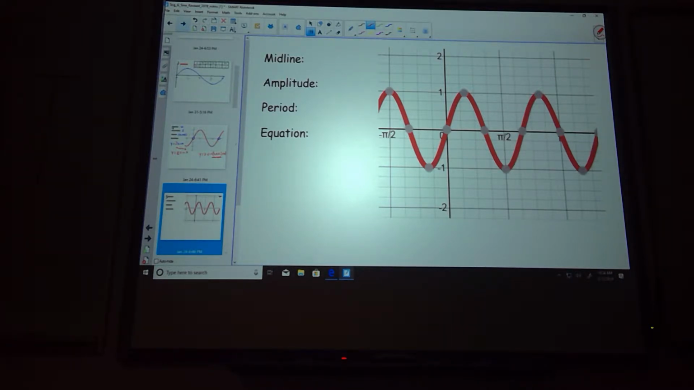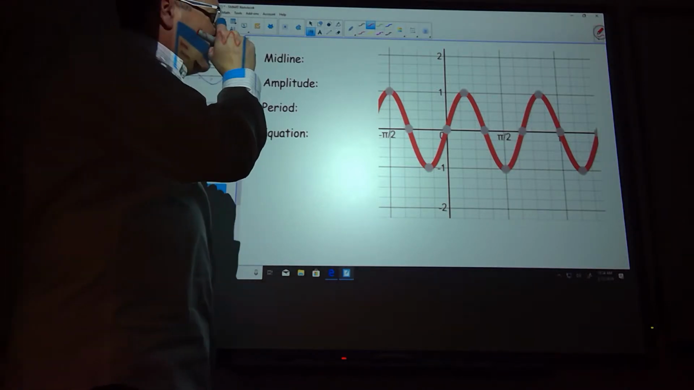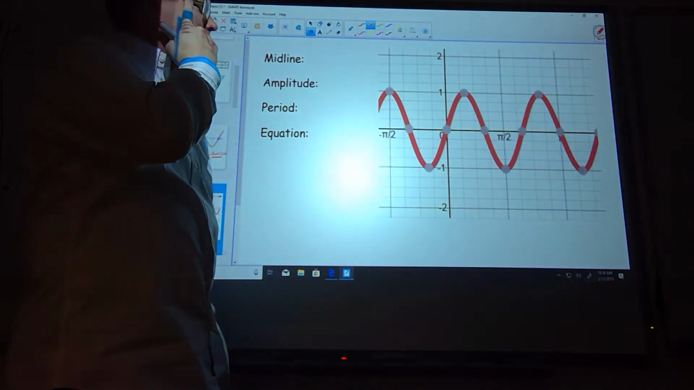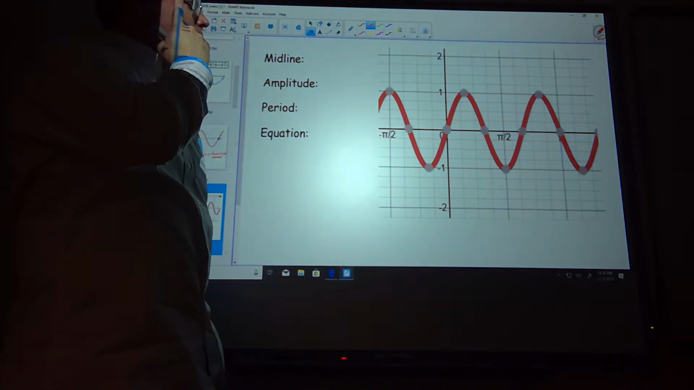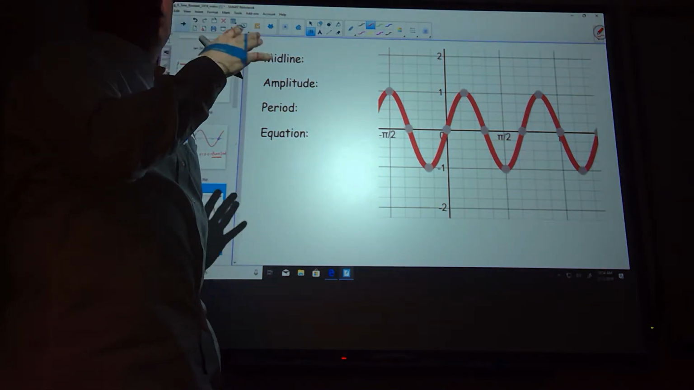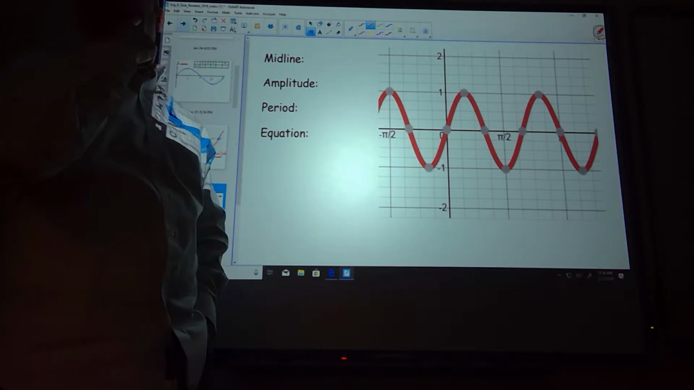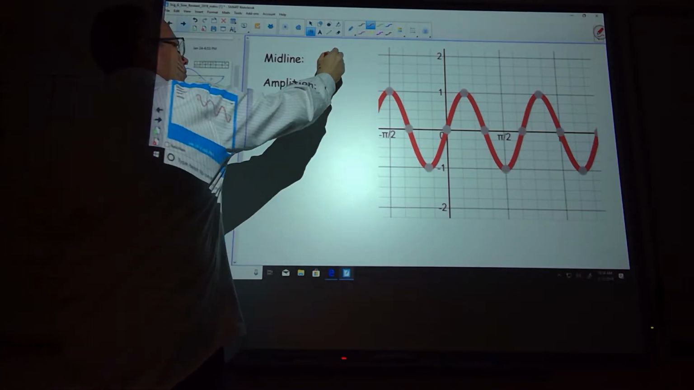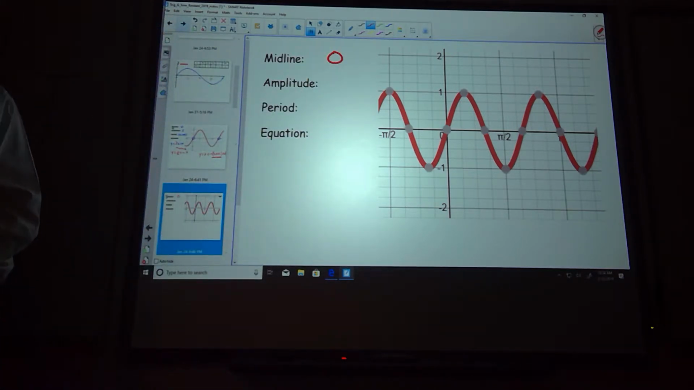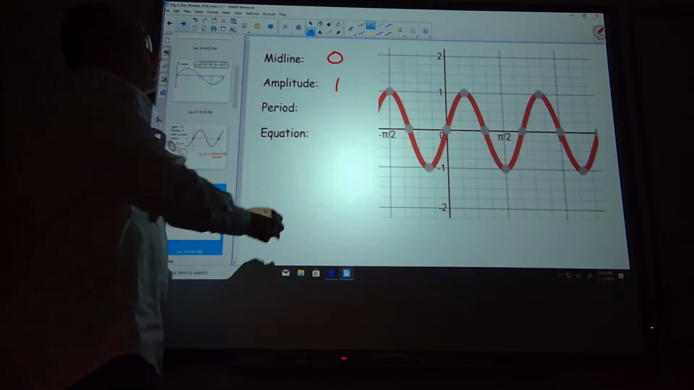I'm not a huge fan of this one, but I think we can do it. I think we can slate through it. So first, let's go through the things we know. What is my midline on this? 0. How high above or below the midline do I go? 1.